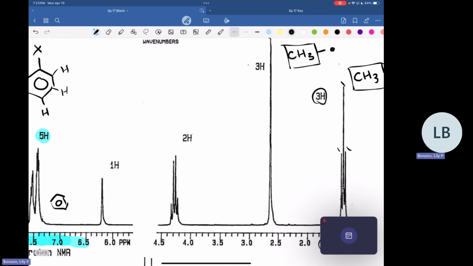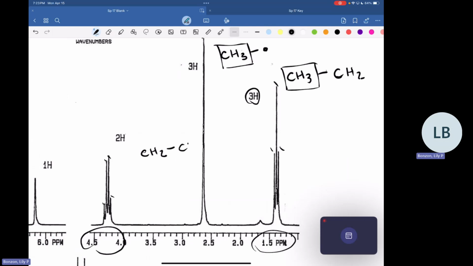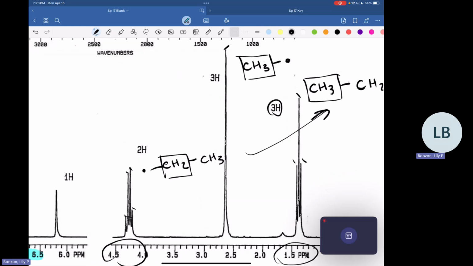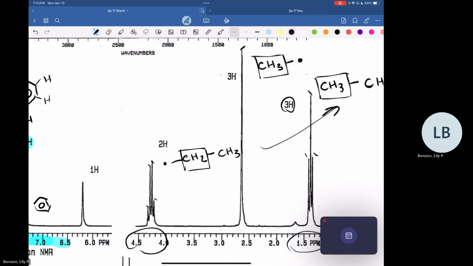We have a 2H peak pretty far downfield at 4 to 4.5. So this one is going to be a CH2. It's a quadruplet, 1, 2, 3, 4. So this one has 3 neighbors. So on one side, I'm going to say that this is going to be corroborating with this group over here. But on the other side, there's not going to be anything because that would give it more peaks, but we only have 4.